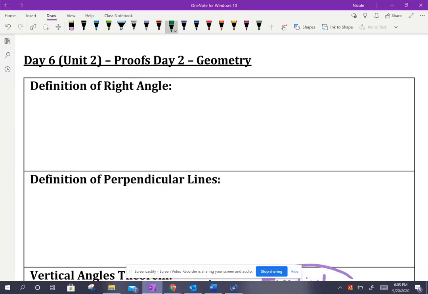Okay, now we are going to add some more justifications to our proofs. These are going to be a little more in depth, a little more difficult, and just build on what we already have learned. So have a pen or pencil handy and let's get started.